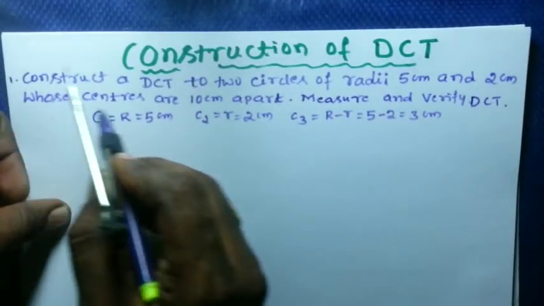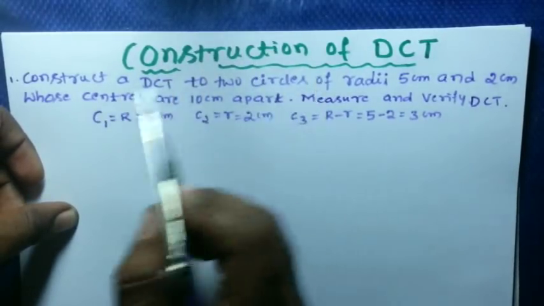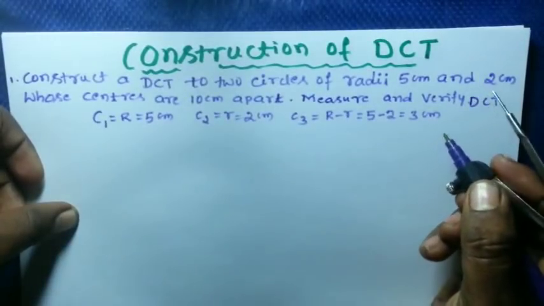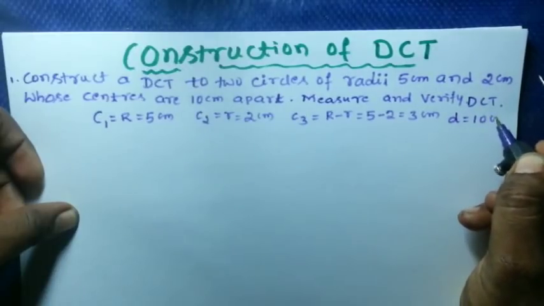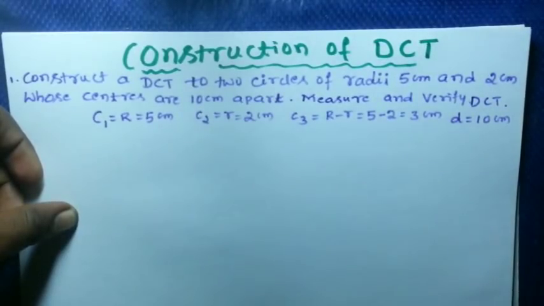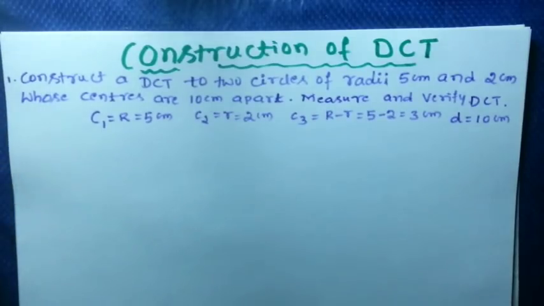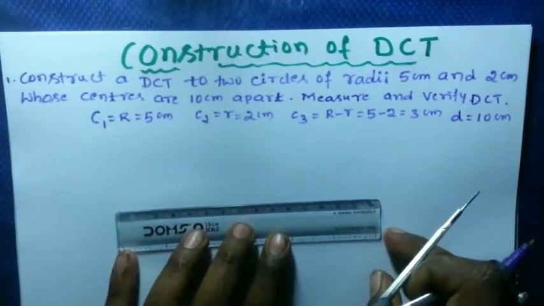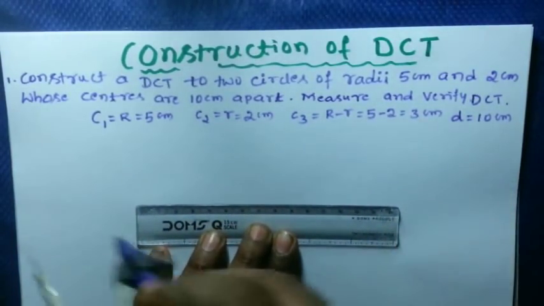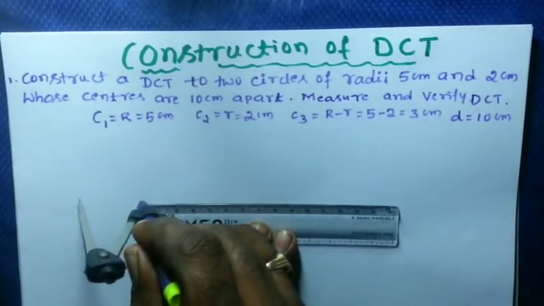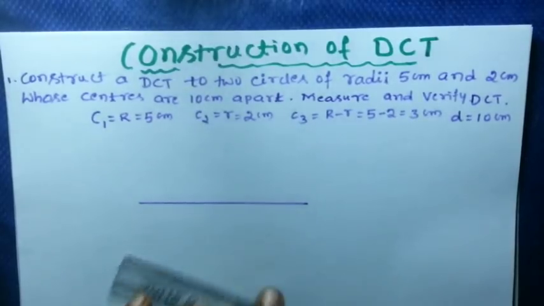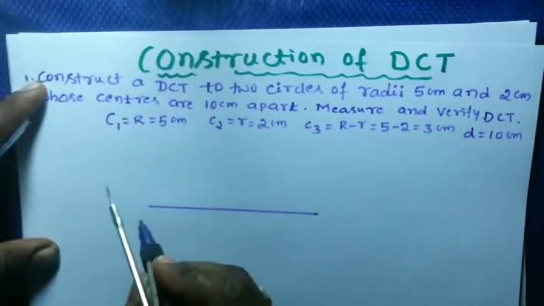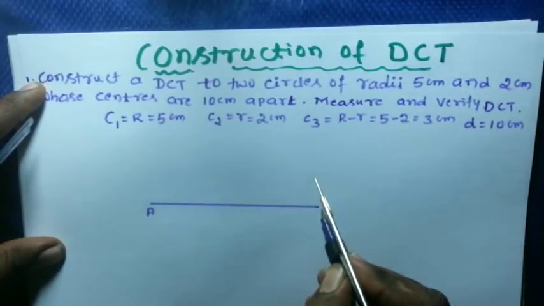And whose centers are 10 cm apart. The centers of the circles are 10 cm apart. We consider the distance D as 10 cm. Now we can construct this direct common tangent. First, draw a line of length 10 cm. Name the ends A and B.